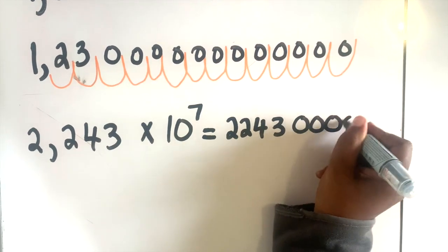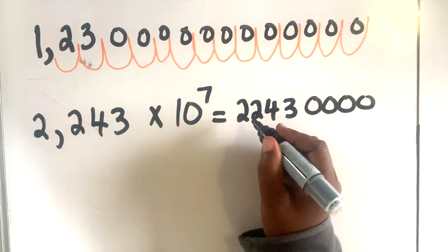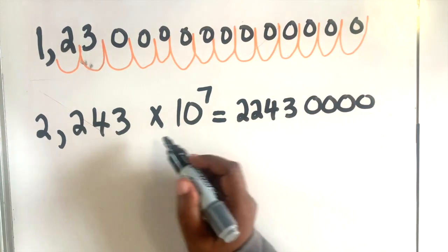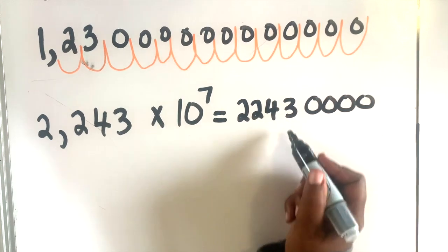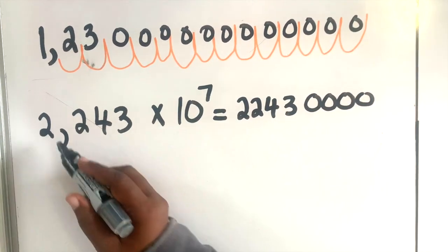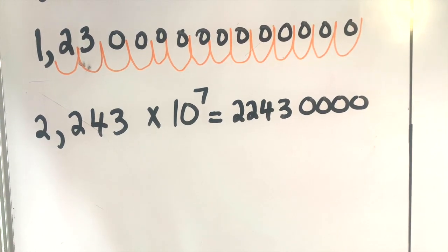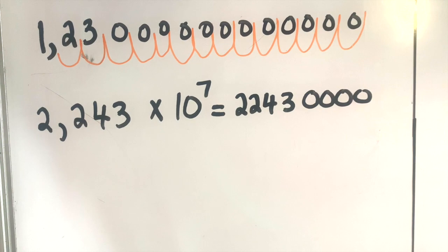1, 2, 3, 4. Now, most learners make the mistake of keeping the comma there. This notation means you move the comma 7 times. So if your answer is 2, 2, 4, 3 with zeros after the comma, they don't count, so you're actually making it wrong.